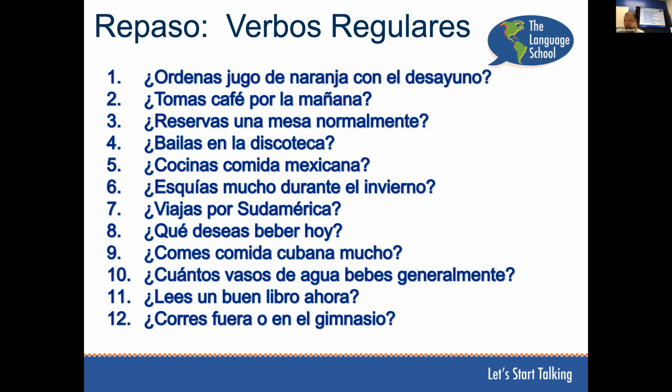Muy bien, Sandy to Taina. ¿Cocinas comida mexicana? Sí, a veces cocino comida mexicana. Me gustan los tacos. Sí, los tacos son ricos. Taina, where are you from? ¿De dónde eres? Yo soy de Nueva York y Virginia hoy.